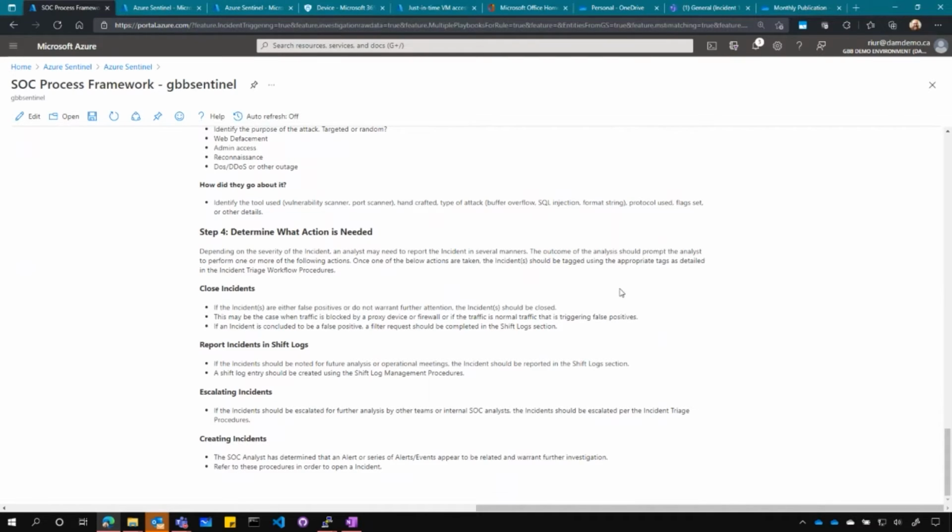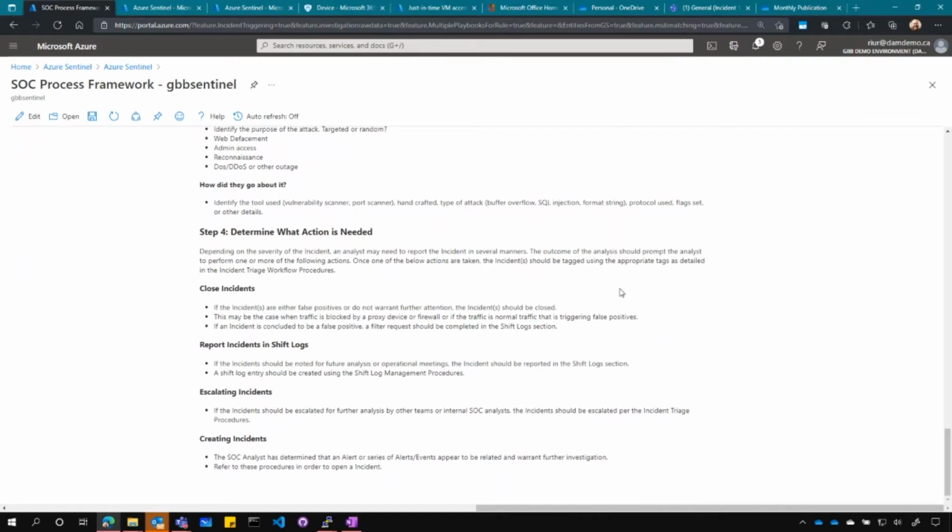Then from here, once you have that determined action to be followed up on, you can start to think about closing incidents, reporting that into your shift logs, escalating your incident, and/or creating an incident, right? That's what we've done here: we've called out what those typical actions are going to be. You're going to have certain actions that have a little additional context.